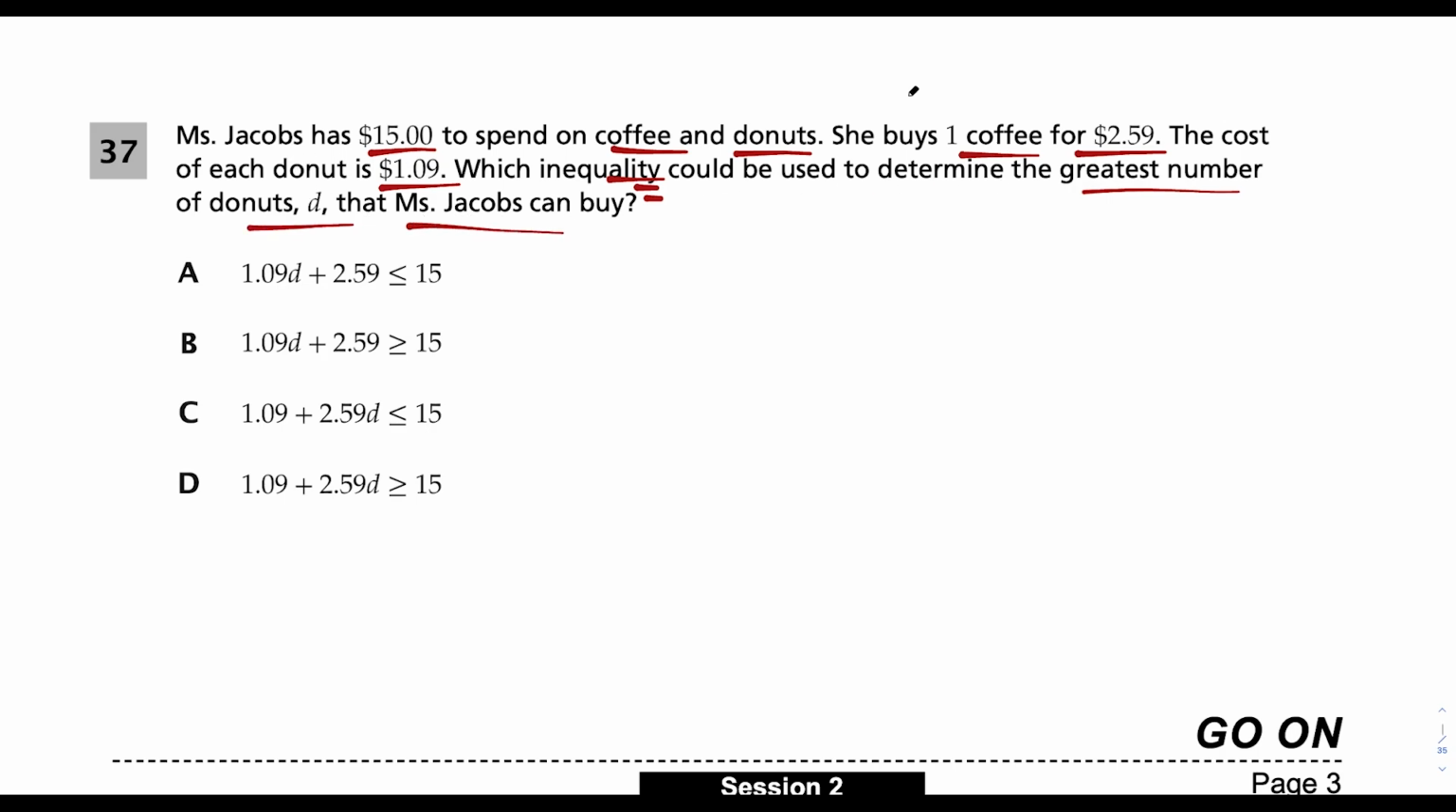So for this one here, we have to be mindful that Miss Jacobs only bought one coffee. So this is a fixed amount, okay? So we're not going to attach this to a variable. We're just starting with a fixed amount here of $2.59.